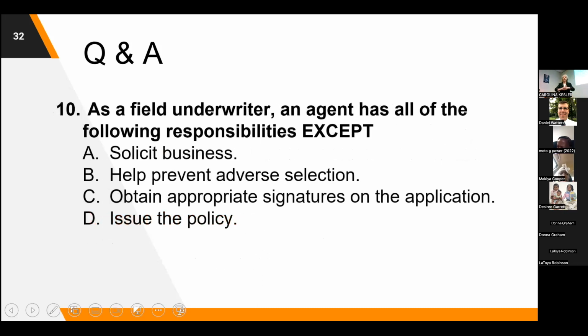As a field underwriter, an agent has all the following responsibilities except what? Solicit business, help prevent adverse selection, obtain appropriate signatures on the application, or issue the policy. What do we not do, you think? C. No, B. Actually, it's D. We don't issue the policy. The company does, right? Yeah, we don't issue the policy, the company does. We deliver it, right?